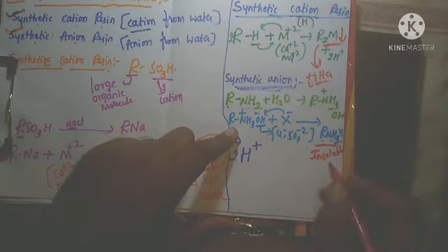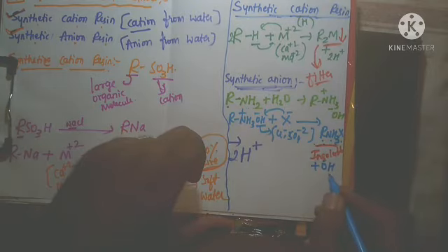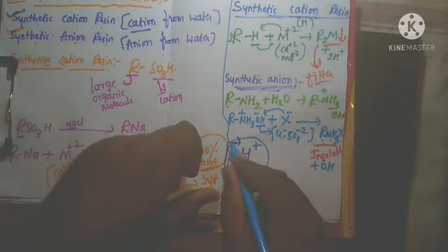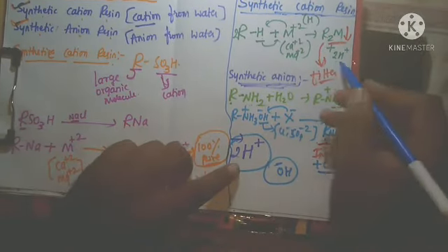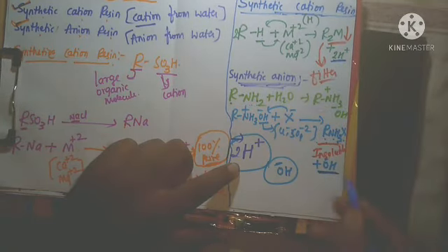Insoluble, it can be removed by filtration. What is left here again? OH minus. In the cation resin, what is left? H plus. In the anion resin, what is left? OH minus. In the cation resin, H plus is left. In the anion resin, OH minus is left.